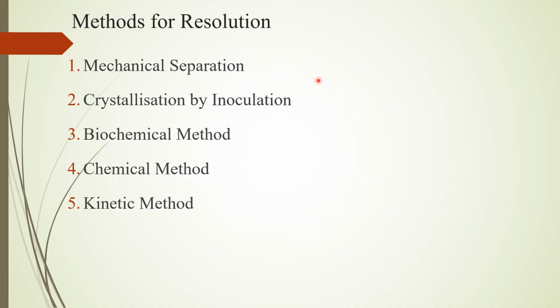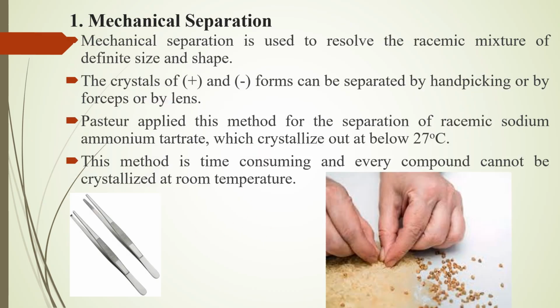So these are the 5 methods for the separation of racemic mixture. First one is the mechanical separation. Second one is crystallization by inoculation. Third one is the biochemical method. Fourth one is the chemical method. And fifth one is the kinetic method.